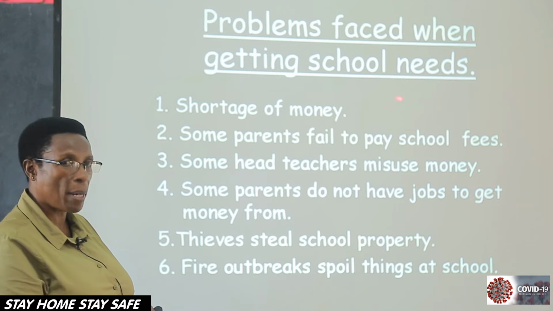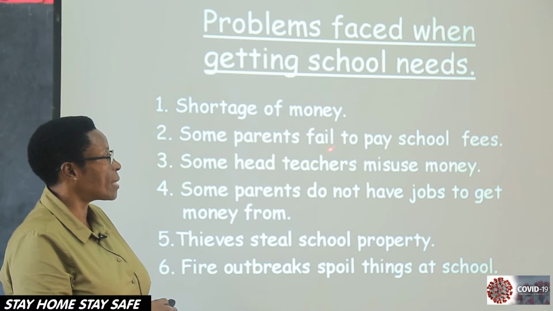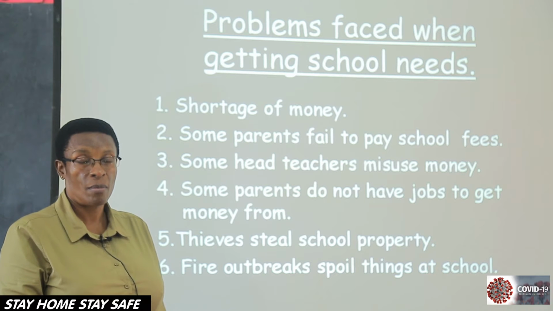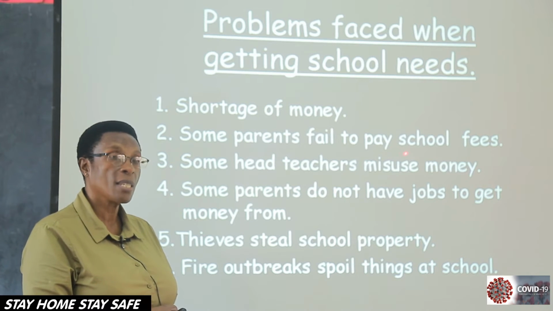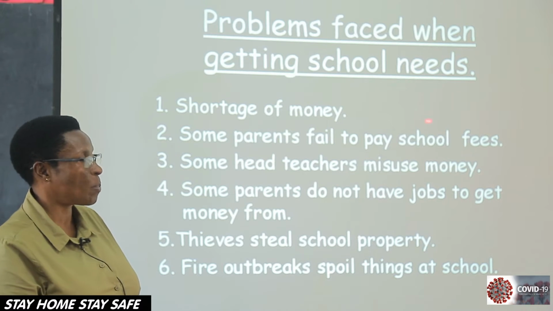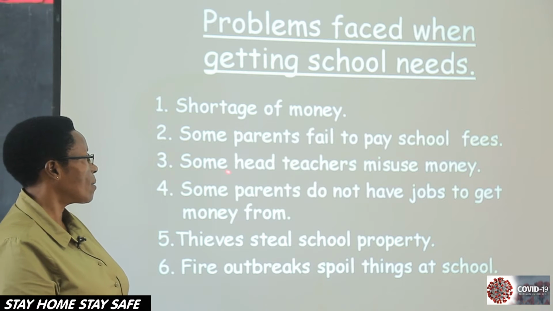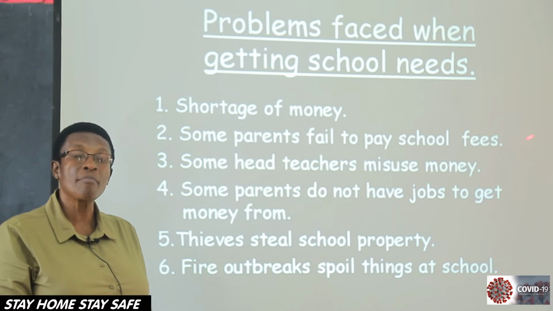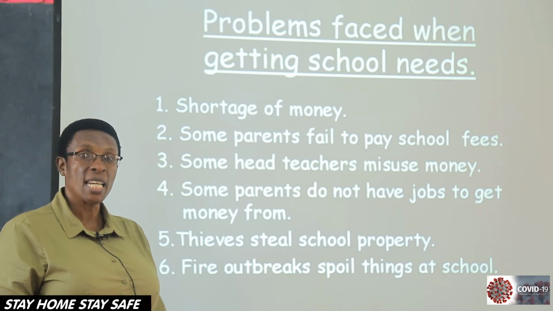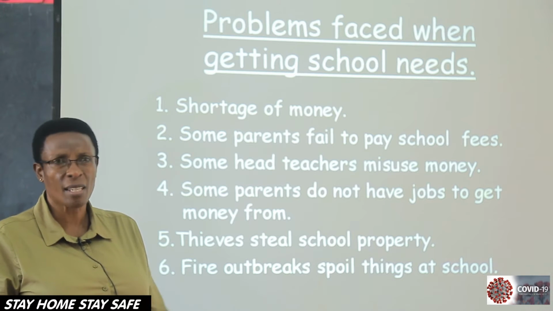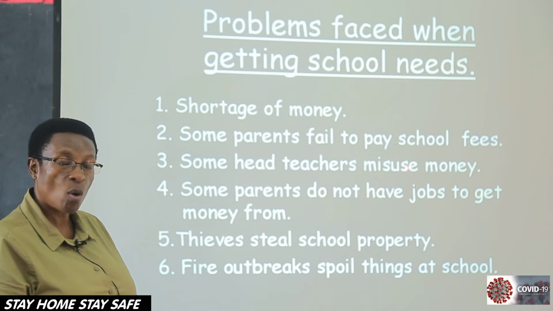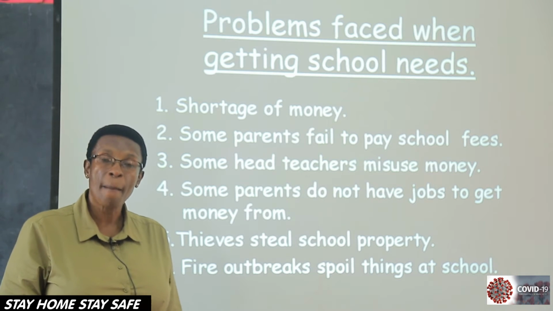That is one problem. 2, some parents fail to pay school fees. Yes, that is a very big problem. When parents fail to pay school fees, that is a problem, and it is very common in schools. Another one, some head teachers misuse money. Look at this word, misuse. Some head teachers get the money and use it badly in other things. So that is another problem. You can say some head teachers misuse money, or some head teachers use money badly.